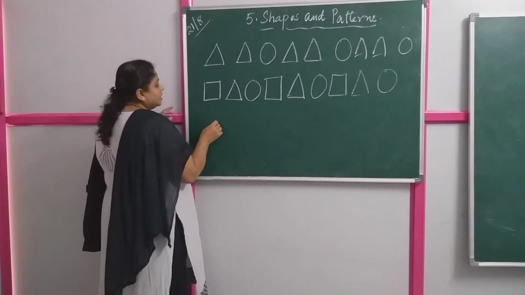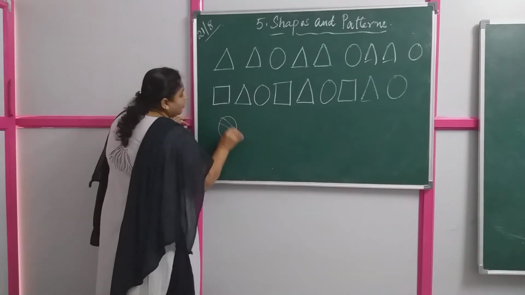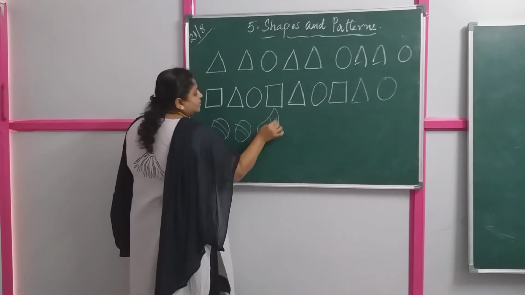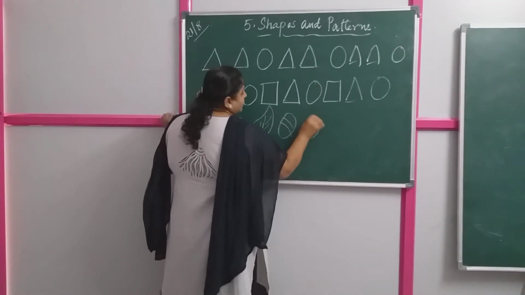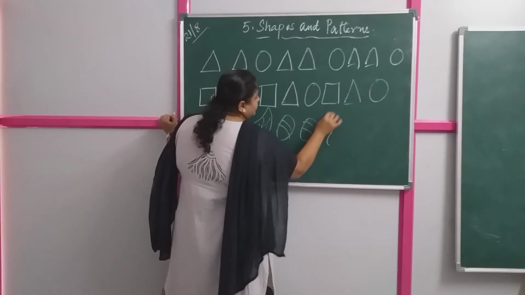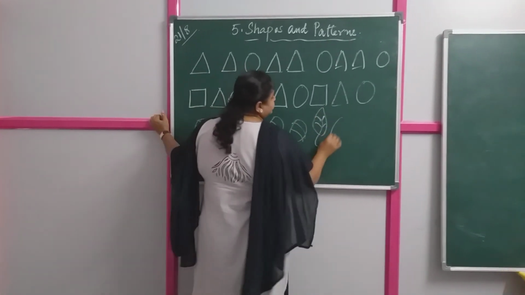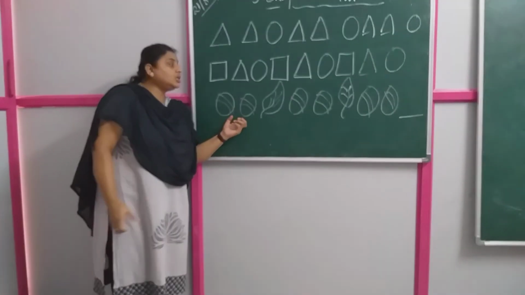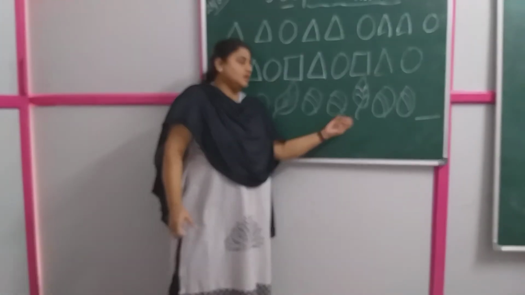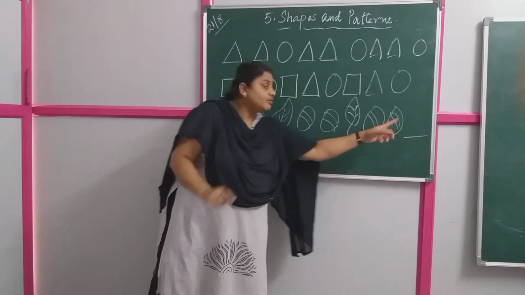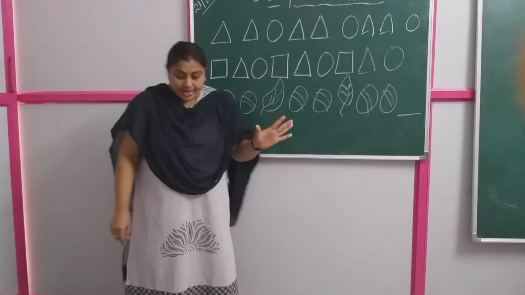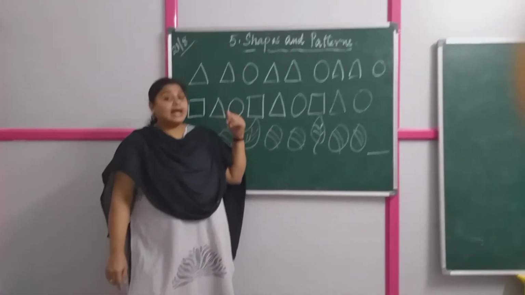Next, let us take a ball. Leaf. Now, after these two balls, see children, two balls, one leaf, two balls, one leaf, two balls. Now, what do I get in the blank? Leaf. We have followed one pattern over here. Got it? So, this is about your chapter patterns and shapes.